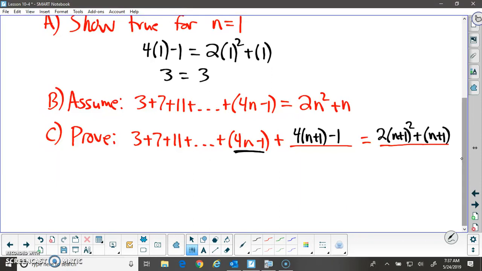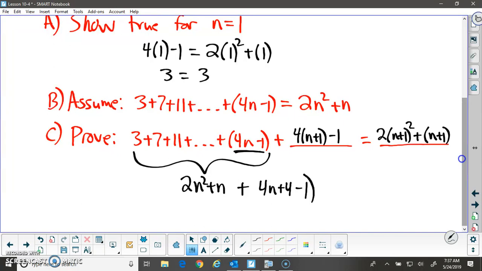So now, since we had made the assumption that these first n terms add up to give us 2n squared plus n, that's from step B, plus this next term, I'm going to distribute to get 4n plus 4 minus 1. That should combine to give us, let's see here, if I distribute, I get n squared plus 2n plus 1.